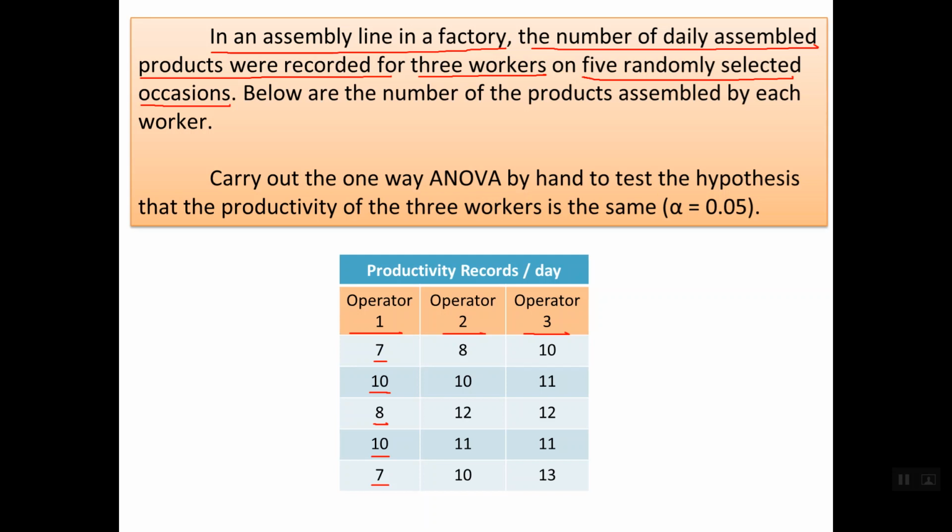So what is needed here is just to carry out the one-way ANOVA by hand. So we need to make all the calculations for the one-way ANOVA manually. What's the purpose of the one-way ANOVA test? It is to test the hypothesis that states that the productivity of the 3 workers is the same. This is the null hypothesis. And regarding the significance level, it is 0.05. So this is our question. We need to understand the one-way ANOVA and how to calculate each parameter.